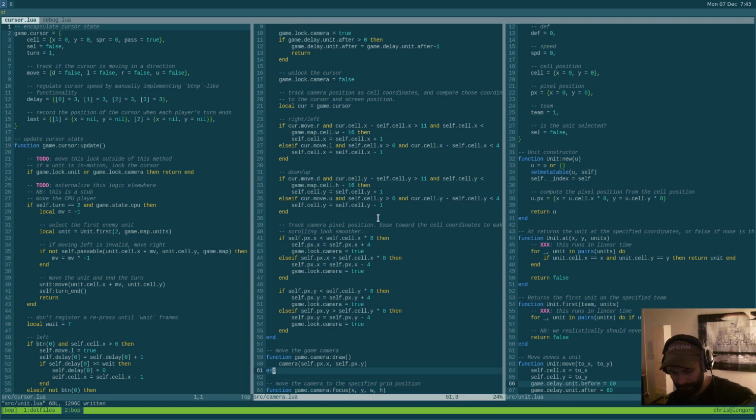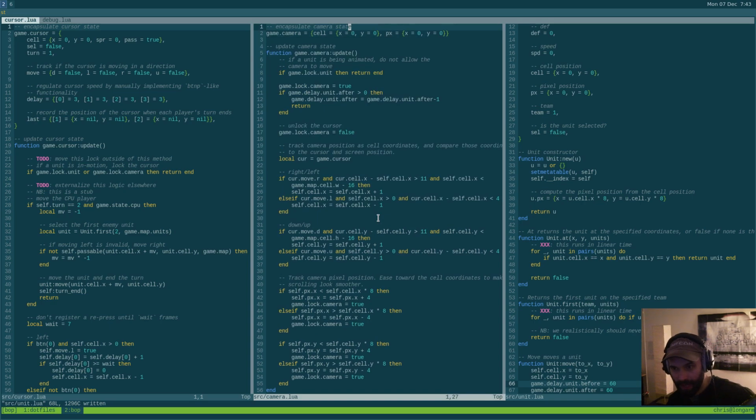What am I trying to do? I want the camera, once it has arrived in place, and after the unit has moved, I want it to sit there for a little while.